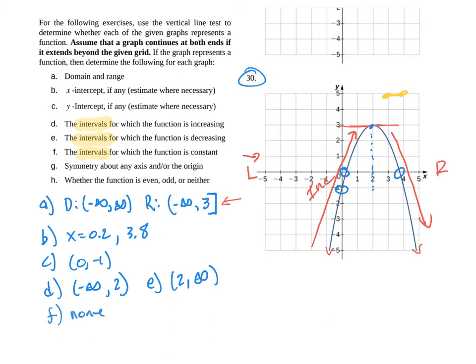Symmetry about an axis or the origin. So this function does have symmetry. It has a symmetry about the line x equals 2, right? About this vertical line x equals 2. You can see that there's some symmetry here because it can reflect across x equals 2. So I will say it's a reflection across x equals 2 for letter G. It's probably been a while since you talked about that, but that is something that you discuss in algebra.